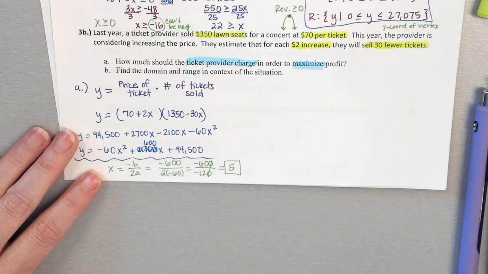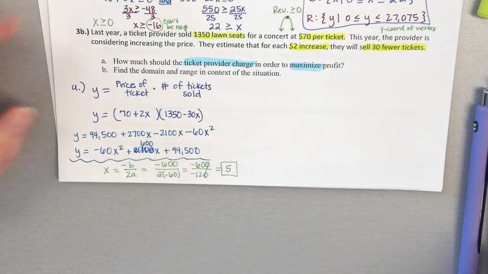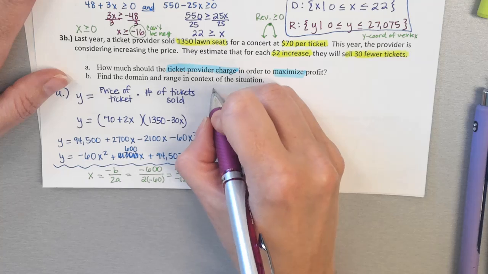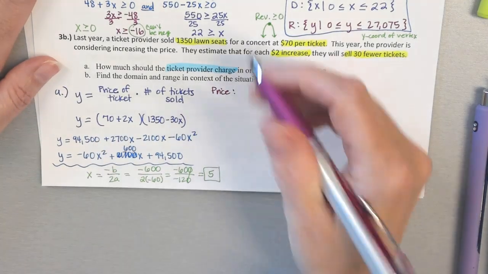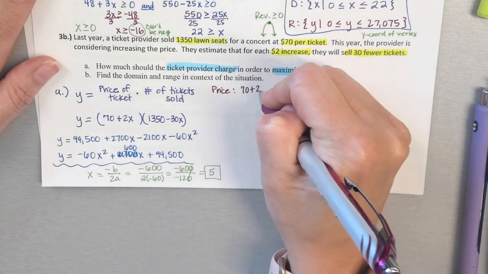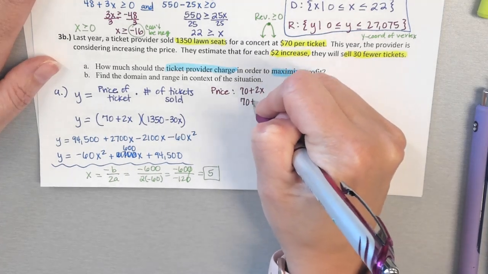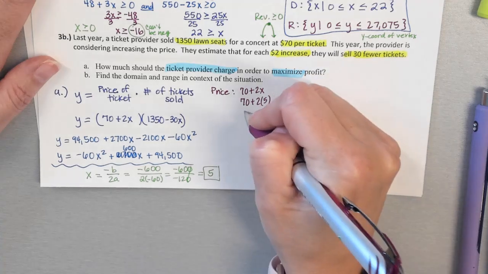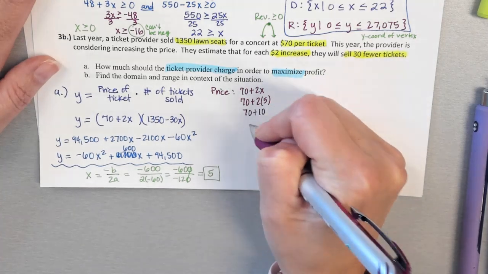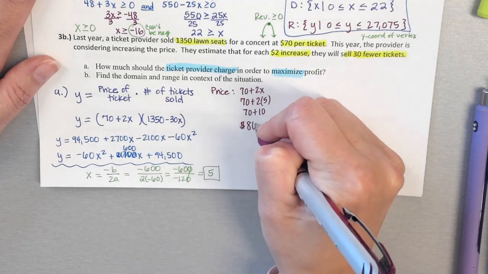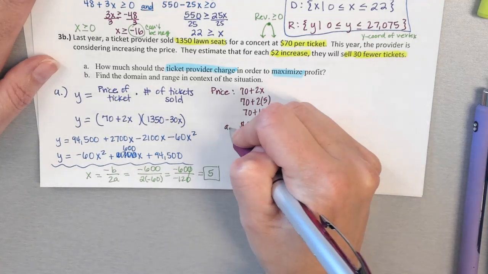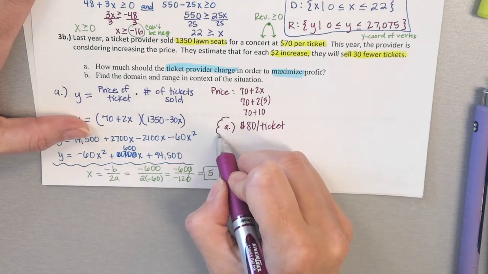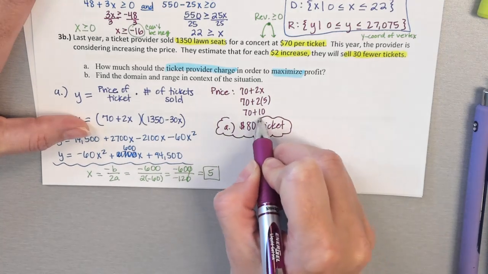So when we're doing the price, okay, we know that the price of the ticket is 70 plus 2x. And for x, we can now plug in the value of 5. So 70 plus 10 is going to be $80. So $80 per ticket is how much they should charge. And we have now answered the question in part A.